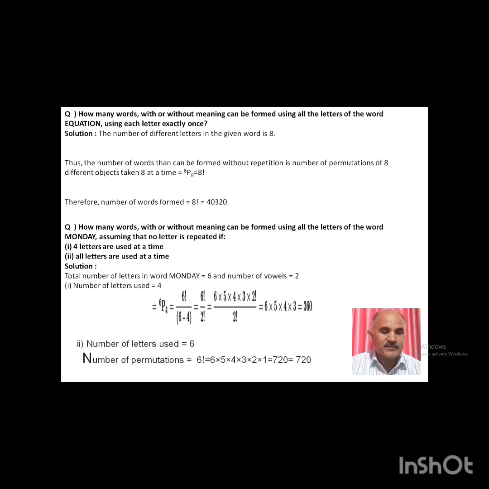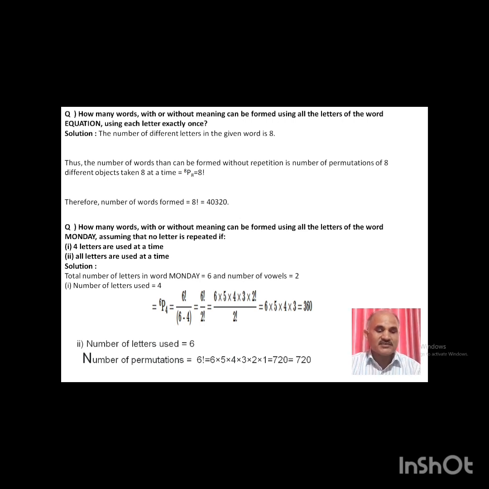Next question: how many words, with or without meaning, can be formed using the letters of the word Monday? How many letters are there in Monday? 1, 2, 3, 4, 5, 6. Taking 4 letters at a time, how will you represent it? Four letters taken at a time means the favorable cases are 4, and the total number of outcomes is 6. So you write it as 6P4, that is 6 factorial upon 6 minus 4, that is 2 factorial, which is equal to 360.